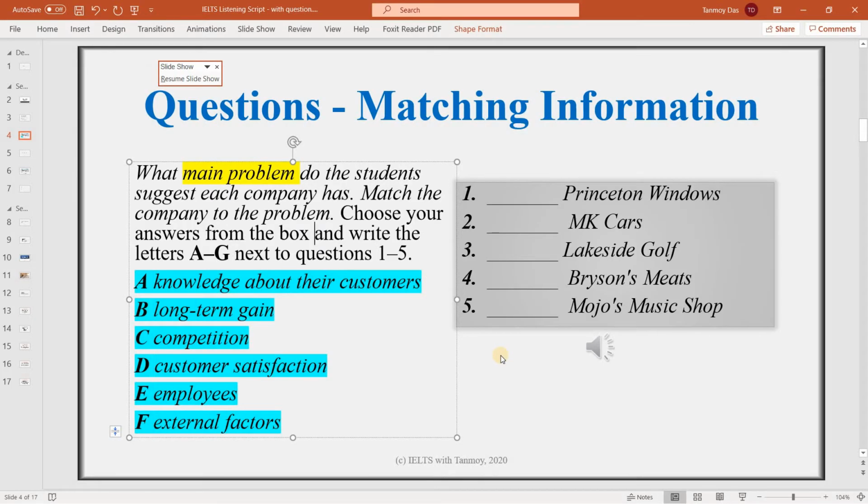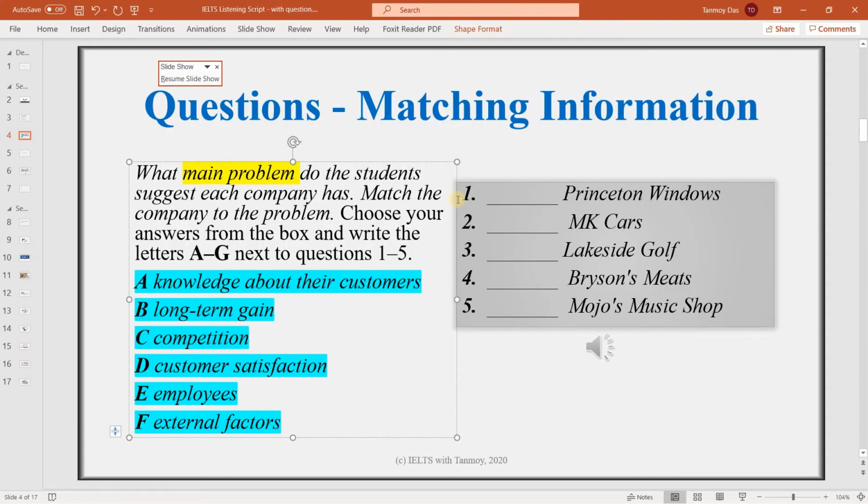Without further ado, let's try this particular matching information. Princeton windows were quite successful initially as their marketing led to an increase in sales of 50%. However, this decreased again after a few months, so it just led to profits for a short time. They need to think about how they can sustain any increase in profit for long.